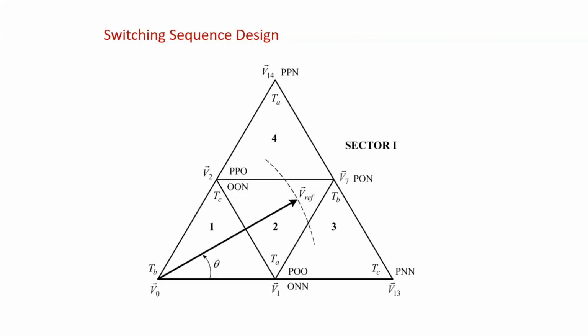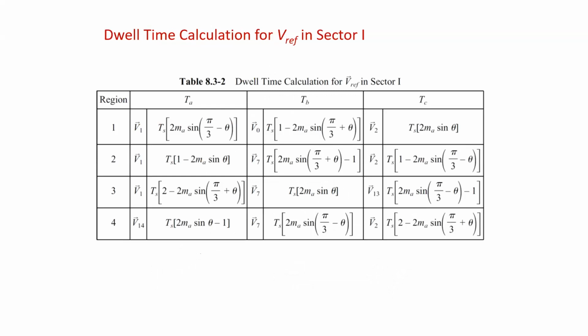We also calculated the dwell times, or the timings TA, TB, TC, in different sectors and different regions. First we need to identify the sector, and next we need to identify the region. After that we need to identify the nearest vectors. Based on the nearest vectors, we calculate the timings TA, TB and TC. Once this is done for all the sectors and all the regions, the next thing is we need to arrange the switching sequence.